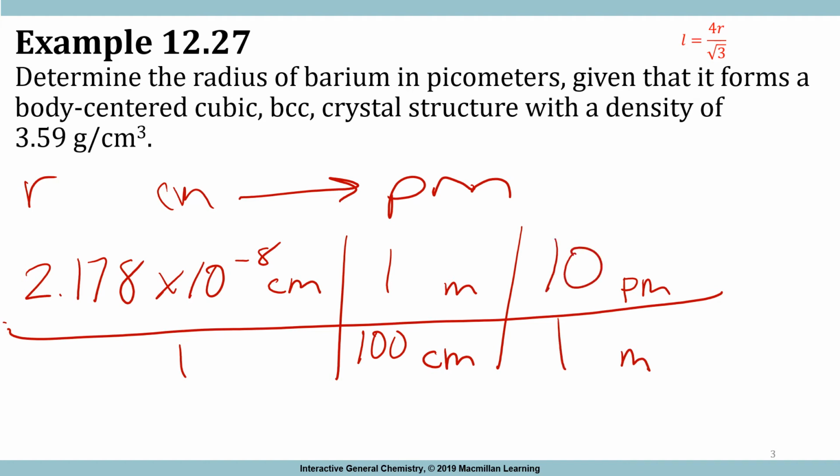There are 10 to the 12 picometers. So it's really important. This always trips up students. You can type in your calculator 1 times 10 to the 12th or just 10 to the 12th.